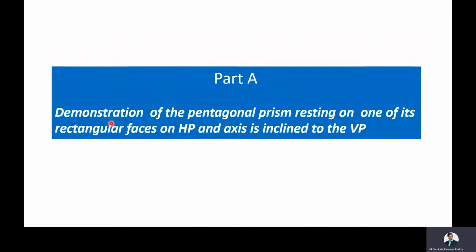The presentation of this video is divided into two parts. Part A, demonstration. Part B, to draw the solution for the given problem based on demonstration. Now we will move towards part A, that is demonstration of the pentagonal prism resting on one of its rectangular faces on the HP and axis is inclined to the VP.